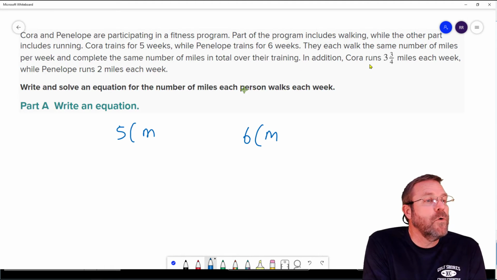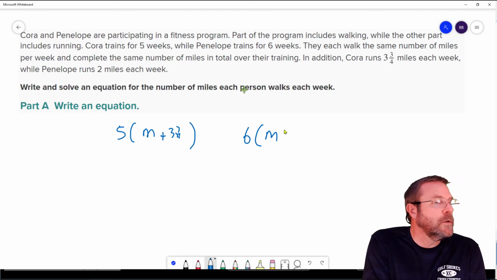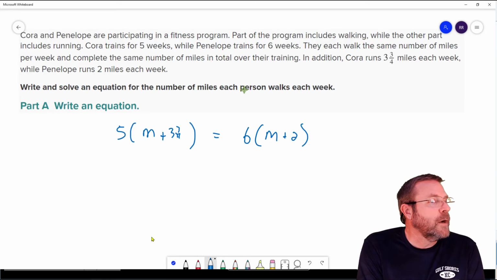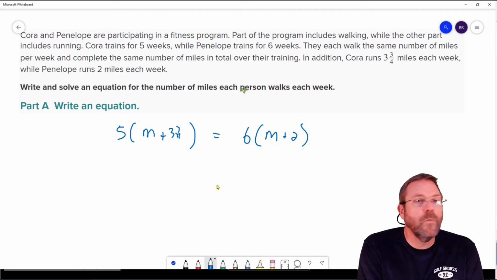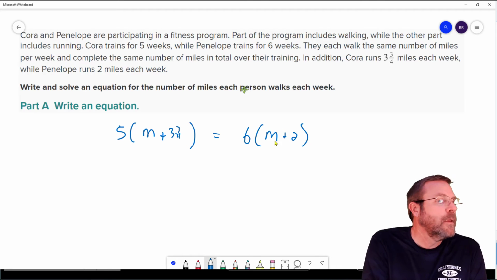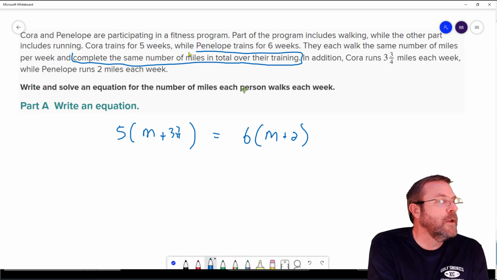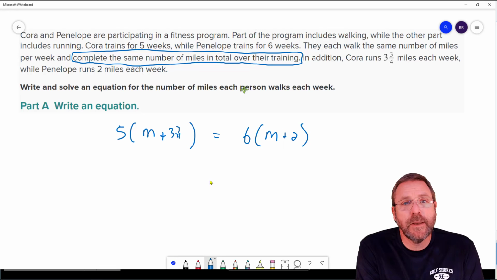And then in addition, Cora, who is the girl on the left, runs 3 3/4 miles. Meanwhile, Penelope runs 2 miles, and those are going to be equal to each other. It says write and solve an equation to find the number of miles that each person walks each week. We know it's going to be equal because it says here that they complete the same number of miles total in the training, so that means your two sides are going to be equal.